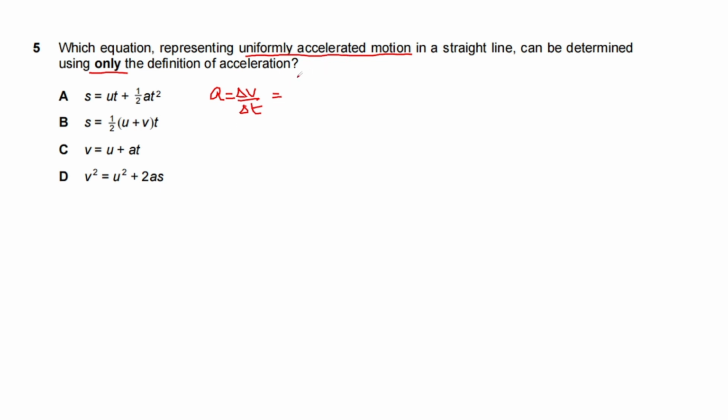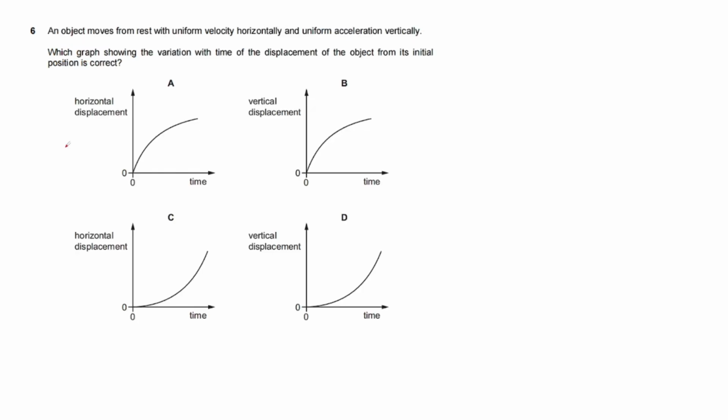The initial velocity is considered as u and the final velocity as v, and the journey is in the time t. Then this equation would be: a equals final velocity minus initial velocity divided by the time taken. Please do rearrange. You will be getting at is equal to v minus u, or v is equal to u plus at. This is option C. So in order to find out this equation, you just need to consider the definition of acceleration. So option C is the correct answer.